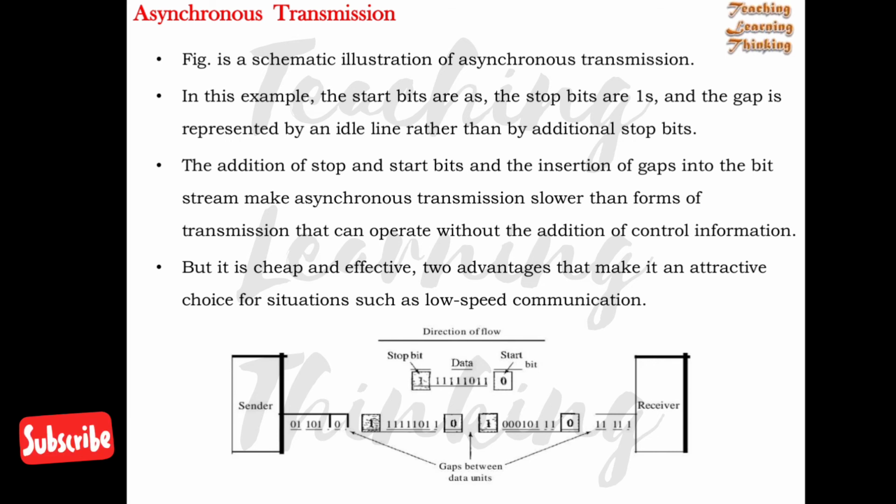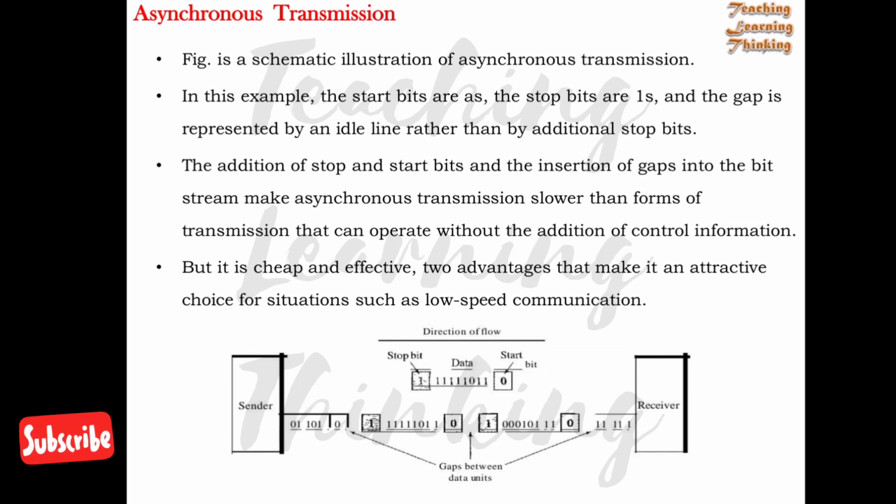The addition of start and stop bits and the insertion of gaps into the bit stream make asynchronous transmission slower than forms of transmission that can operate without the addition of control information. So adding these start bits and stop bits makes the transmission slower. Maybe we could avoid that by not using start and stop bits and gaps. But it is cheap and effective.